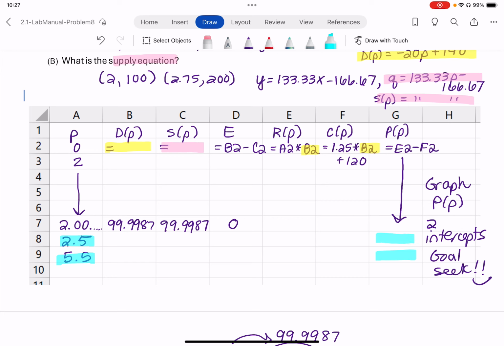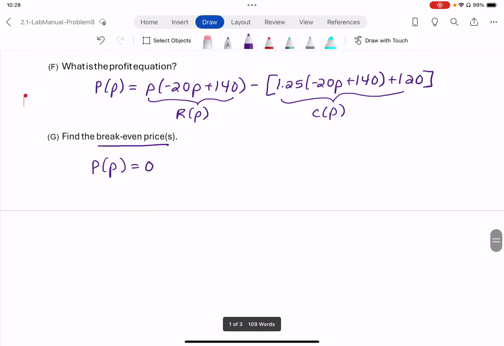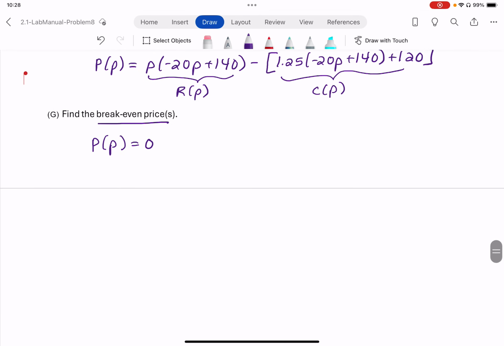So we're going to goal seek and get the zeros here and here, all right? And then what's going to happen here is Excel's going to give you that 2.62 and then the 5.63 once you do your goal seek process, all right? So that tells us we have those two break-even prices. All right, so I have a break-even price of 2.62 and a break-even price of 5.63.